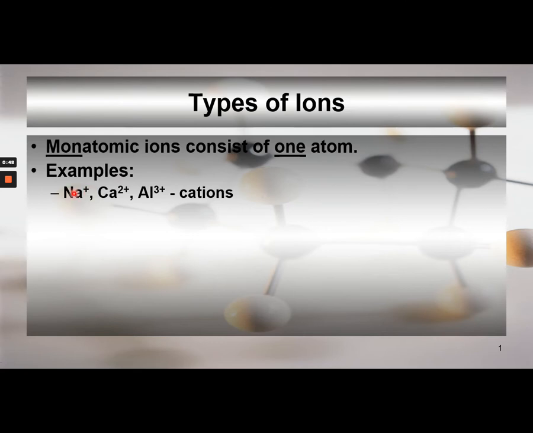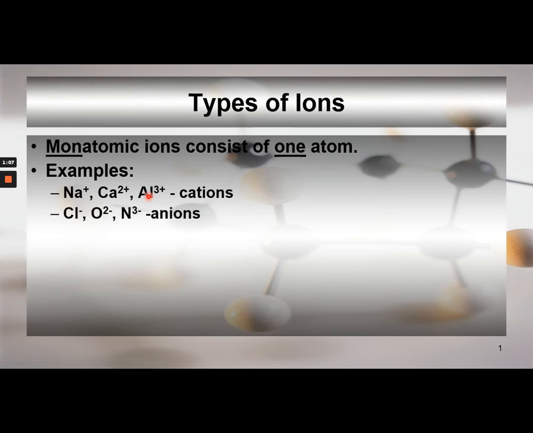So we know sodium has 11 protons. It now has 10 electrons. Calcium has 20 protons, and now it has 18 electrons. Aluminum ion has 13 protons, and now 10 electrons.